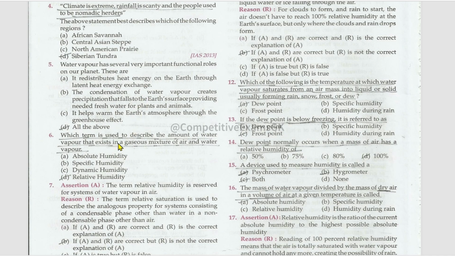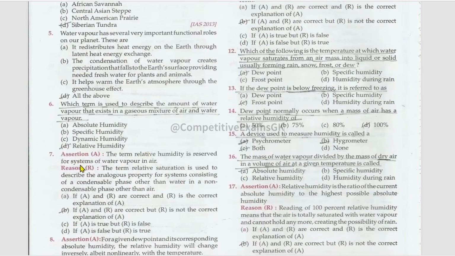Which term is used to describe the amount of water vapor that exists in a gaseous mixture of air and water vapor? That is the relative humidity. Next, assertion and reason. The term relative humidity is reserved for systems of water vapor in air. True.